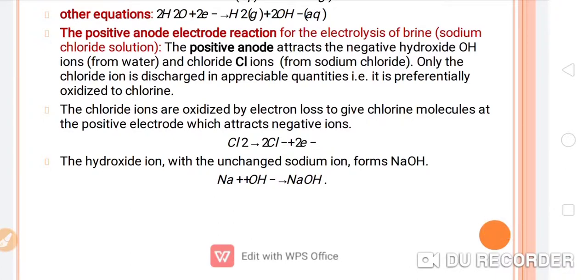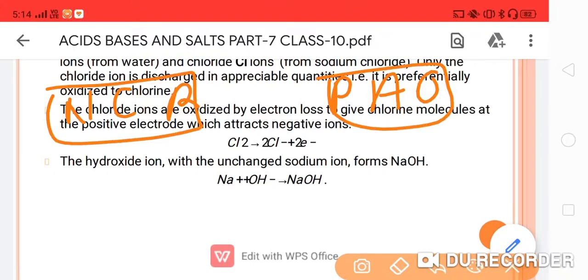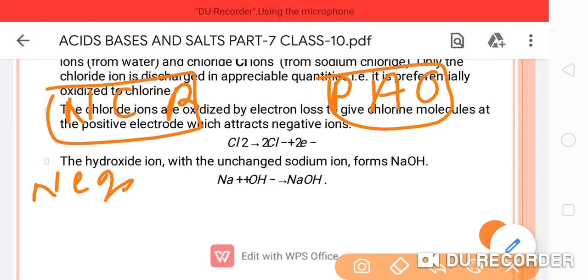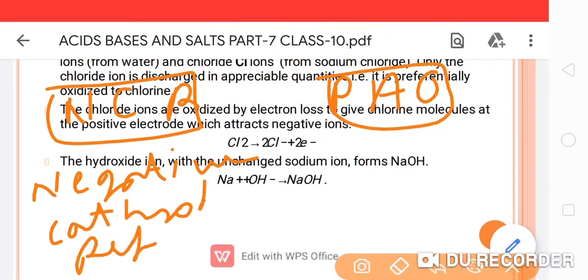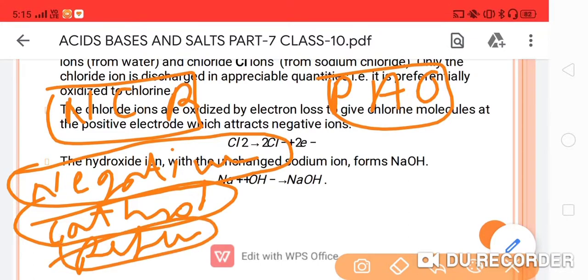So you can say at the anode the oxidation will take place, and at the cathode the reduction will take place. And you can form a rule also, that is NCR and PAO. Here is NCR: N means negative, C means cathode, R means reduction. So at the negative terminal, that will be the cathode, and reduction takes place.